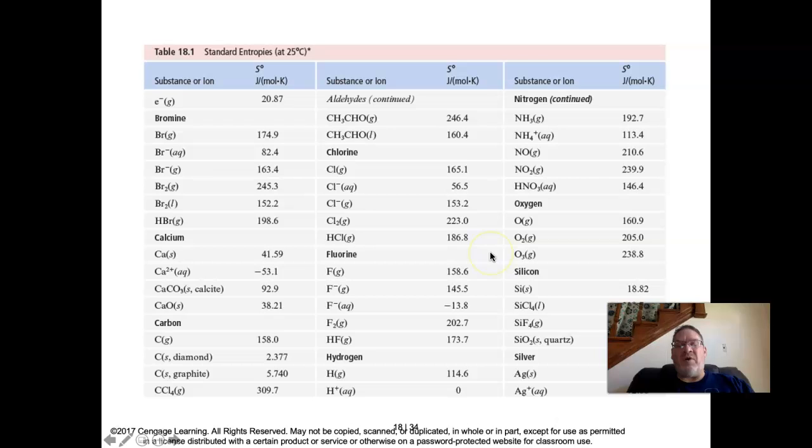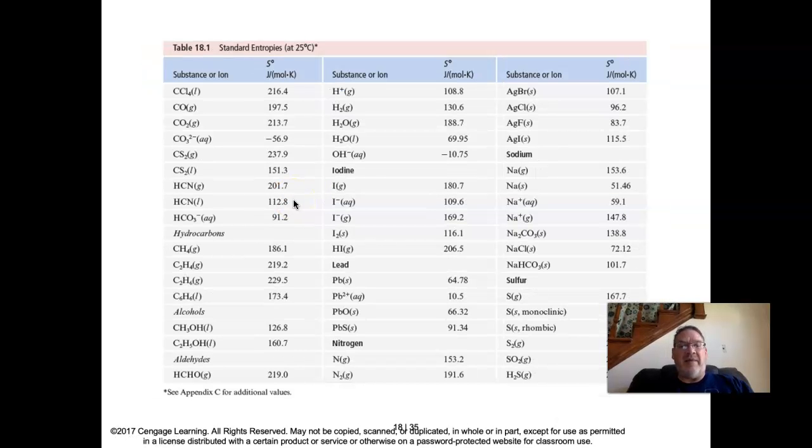This is table 18.1, which has values of entropy. You can also go to Appendix C, in the back of your textbook. One thing to note here is the physical states of the substances and their entropies. Bromine, both as a gas and a liquid, has two different entropy values that you can use.